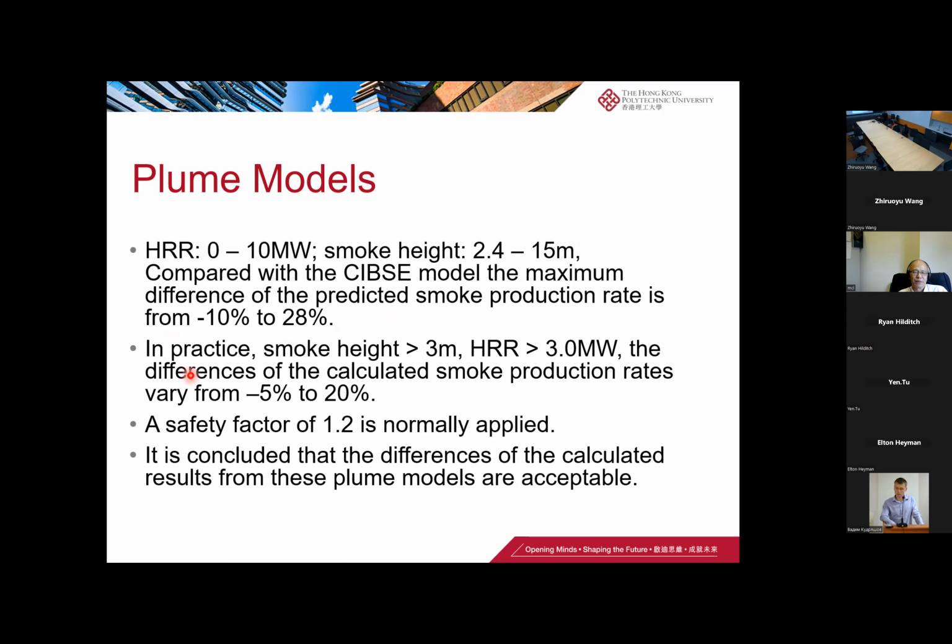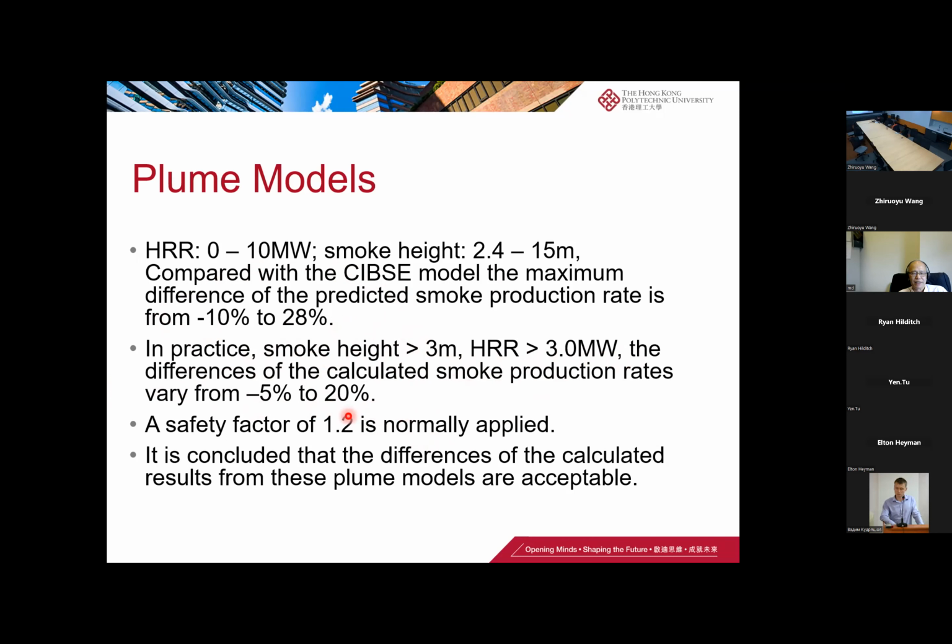But in practice, we normally have a design requirement of smoke clear height higher than 2 meters. So if we take 3 meters here, the design fire heat release rate should be more than 3 megawatts. The actual differences of these four models, the range of discrepancies, is from -5 to 20%.